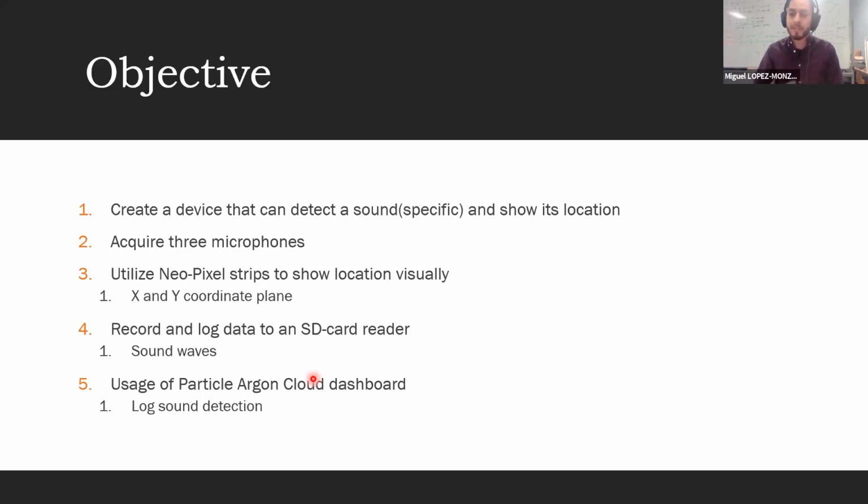So it'll be set up as a Y and X coordinate plane. If you all remember that from algebra in high school or something like that. It's basically a quadrant of X and Y values. Also, we're going to be recording and logging data to an SD card reader. This is going to be used for sound waves in particular, which I will explain later on in the slides.